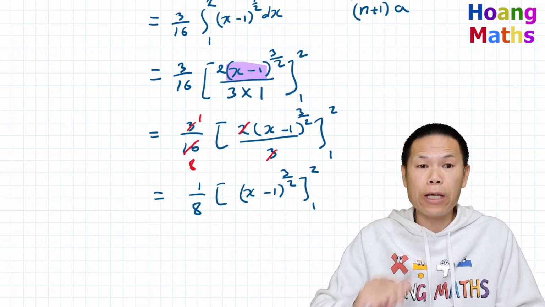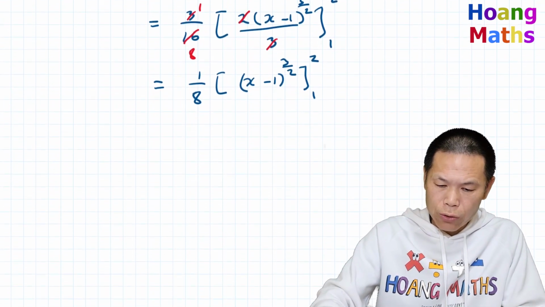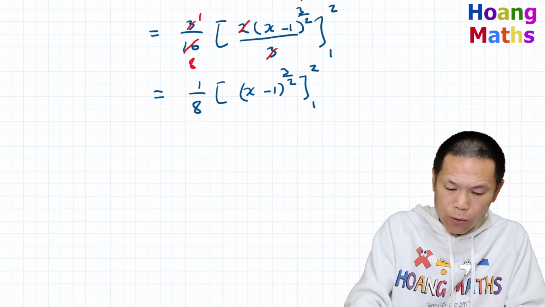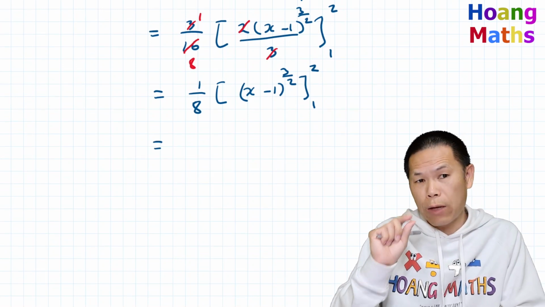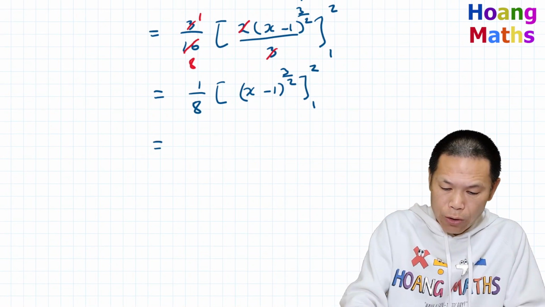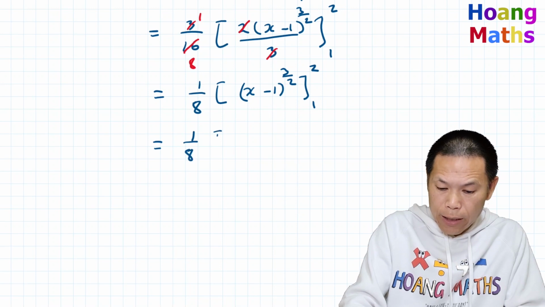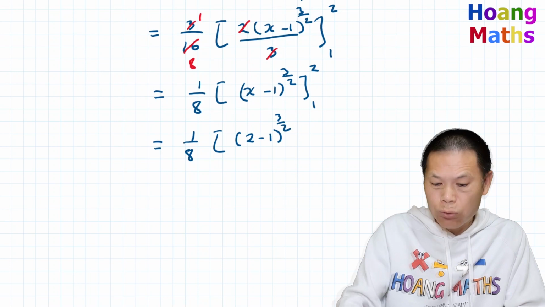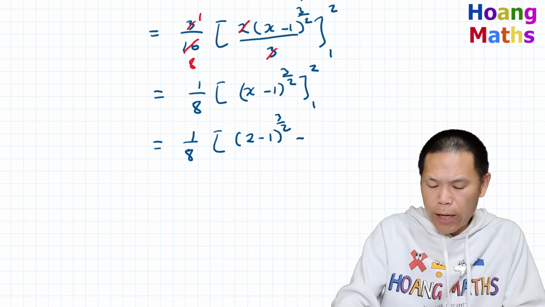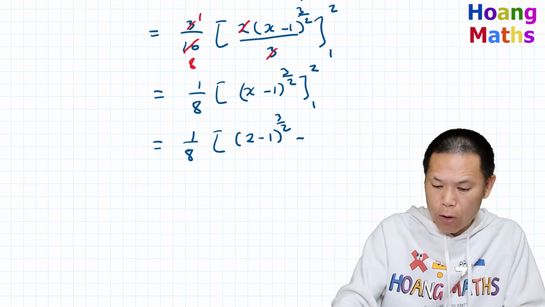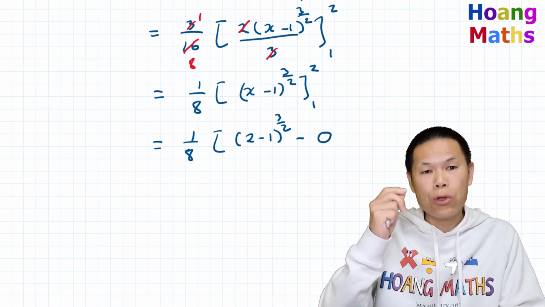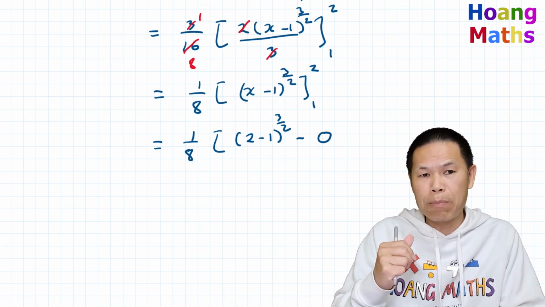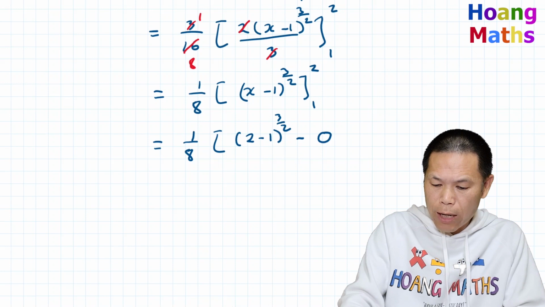So now I just need to evaluate this, okay? So to evaluate this, I just replace x with 2, and then we minus x with 1. So 1 over 8. So 2 minus 1, power 3 over 2. And minus, so x is 1, so 1 minus 1 is 0. Okay, so 0 power of 3 over 2. And 0 power of any number is 0 anyway. So we'll just write like that.